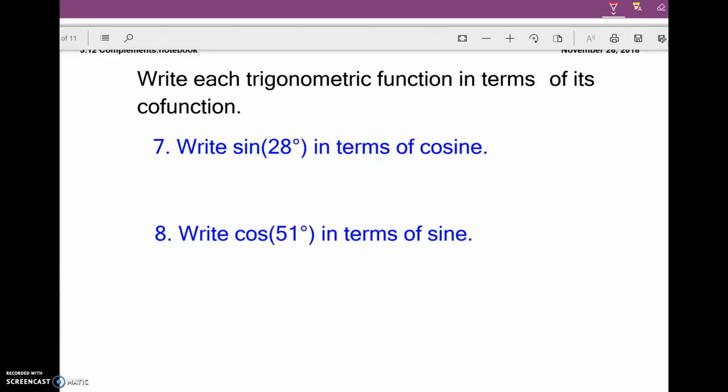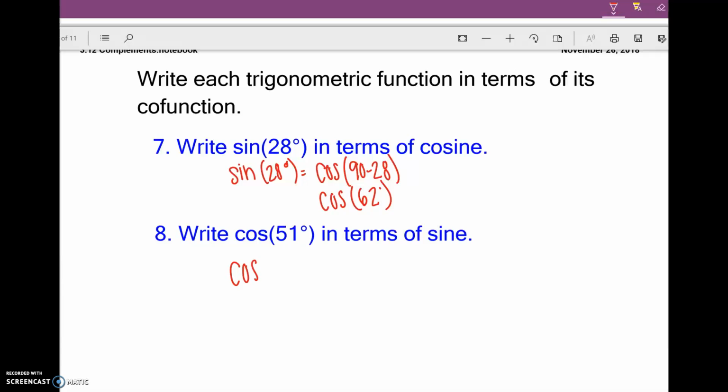So we want to write sine 28 in terms of cosine. So we know that sine 28 degrees in terms of cosine. So again, thinking about our right triangle, we would know that cosine of 90 minus 28 would be an equal trigonometric function. And here we'd have cosine of 62 degrees. That would be writing sine 28 in terms of cosine, giving us cosine 62. Those two trig functions are equal to one another.